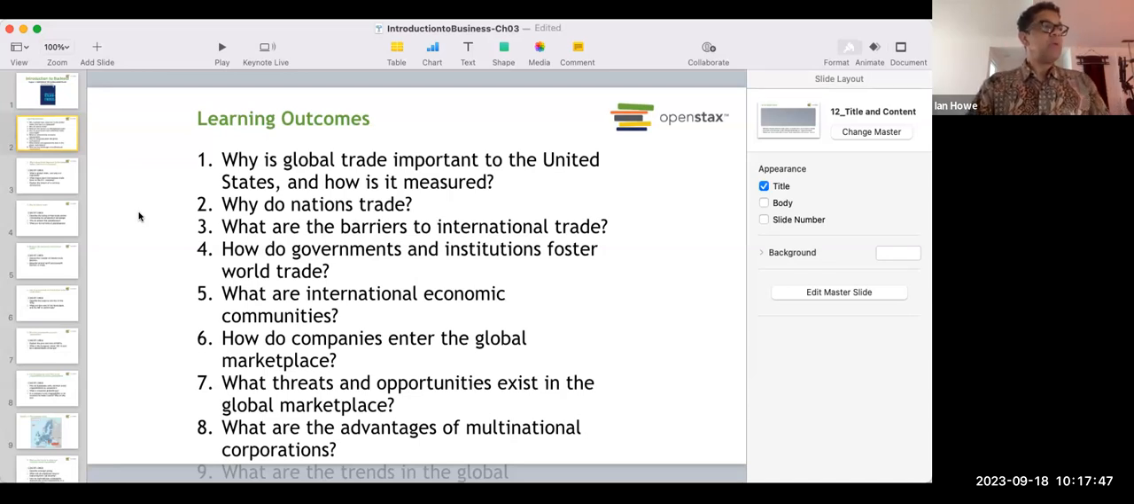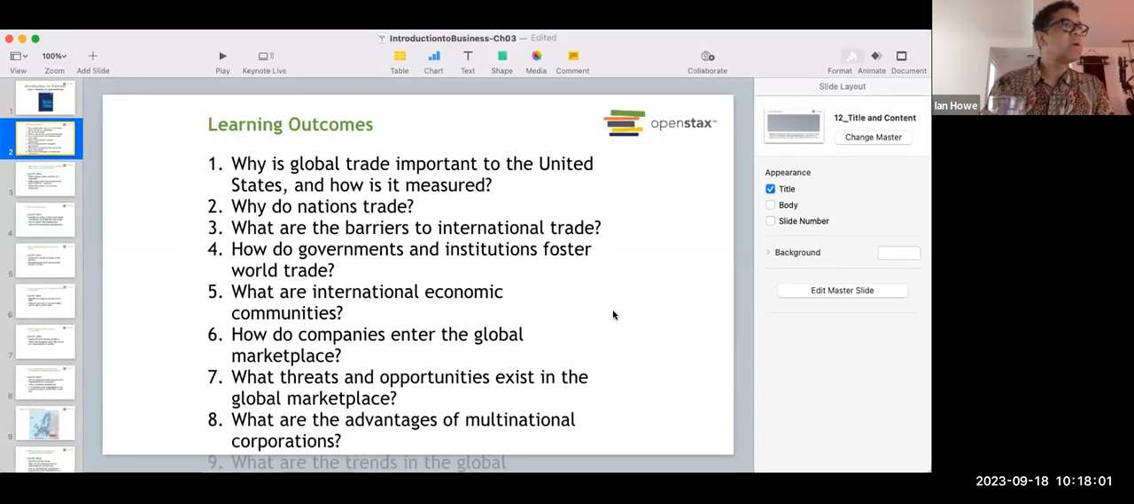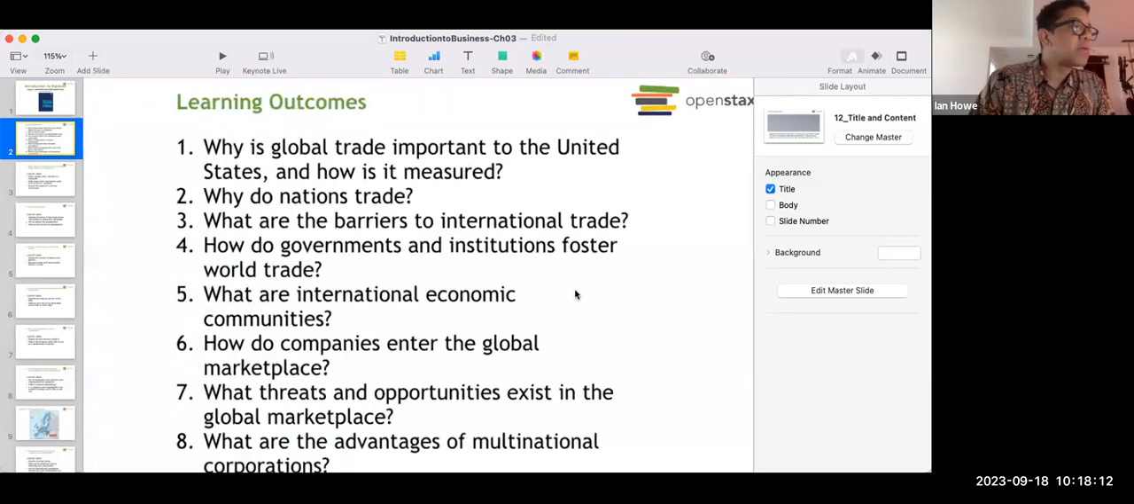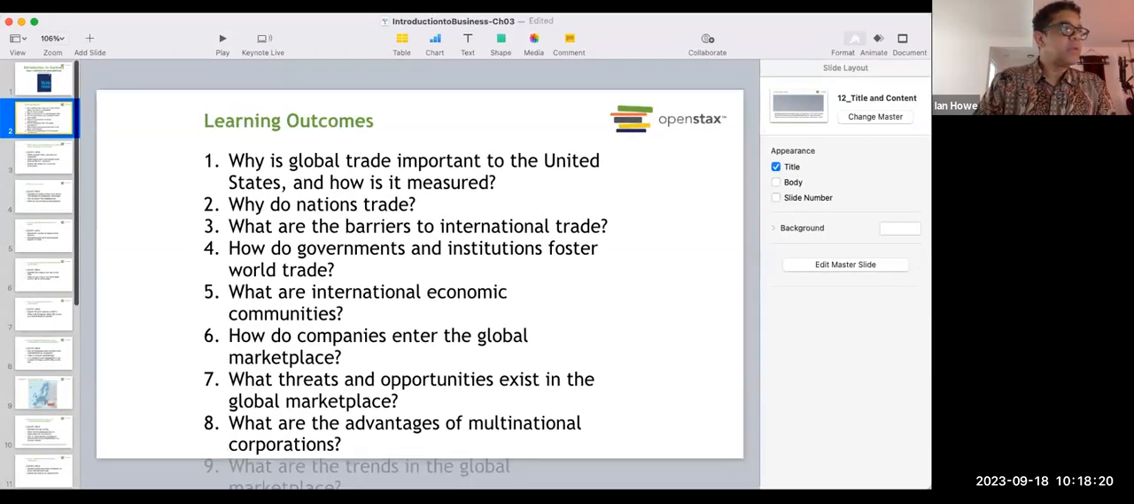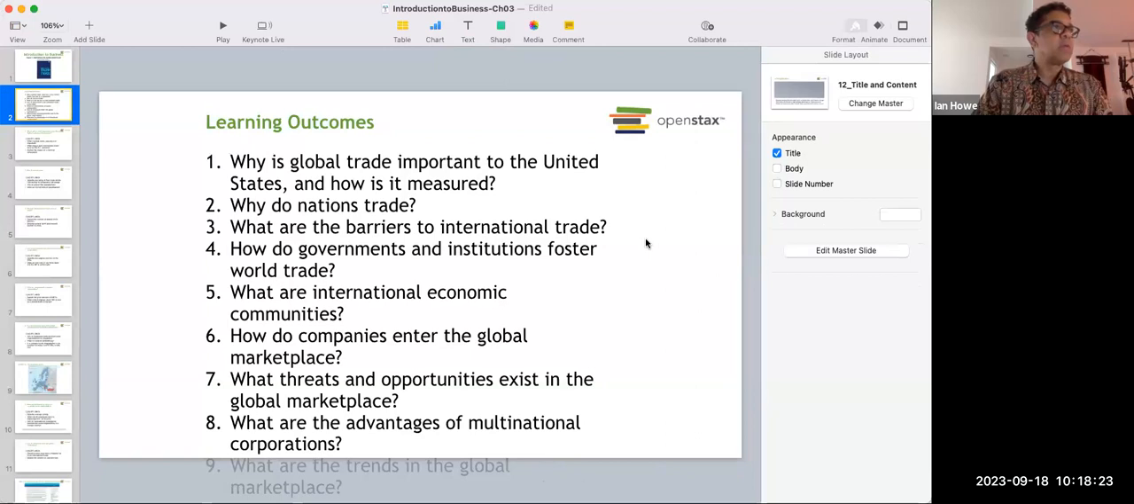And then what are some of the advantages of multinational firms? And then what's falling off the slide? That's kind of weird. I don't know why it's doing that. Huh. All right, at the bottom it says, what are the trends? And the alternative slides are actually very similar. Anyway, I don't know if you can see it, but on the shadowed area down here it says, what are the trends in the global marketplace?